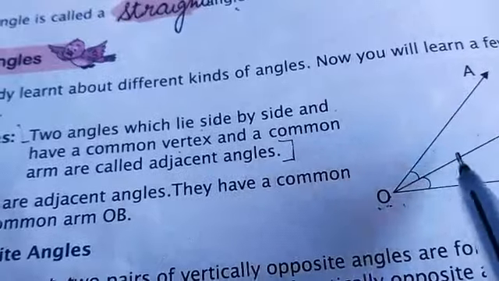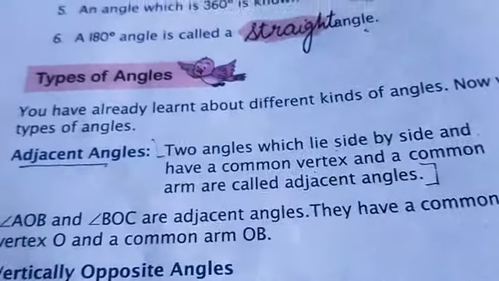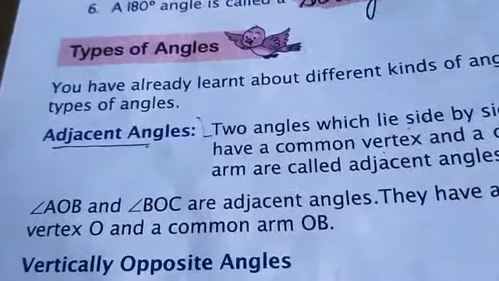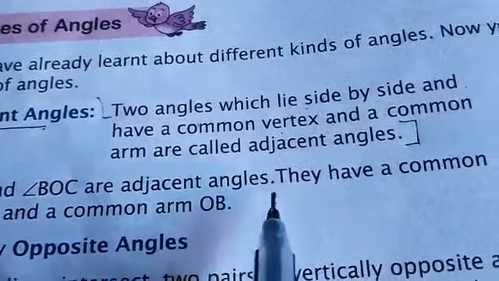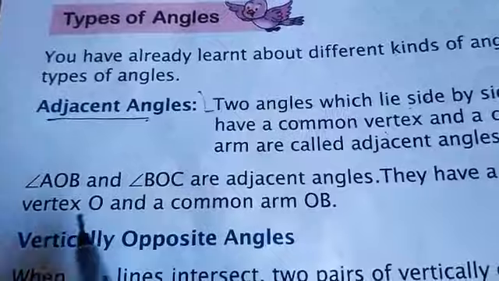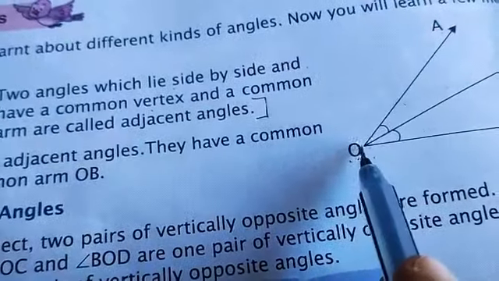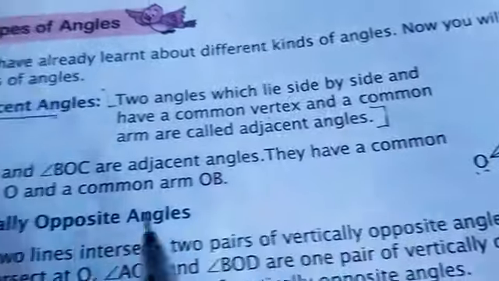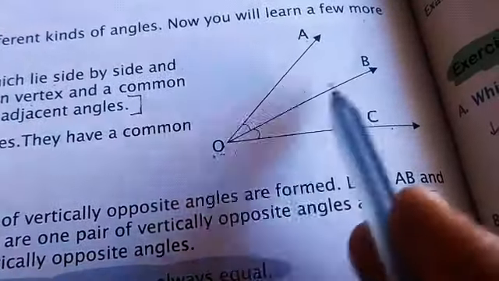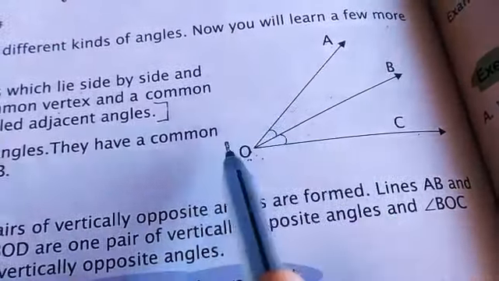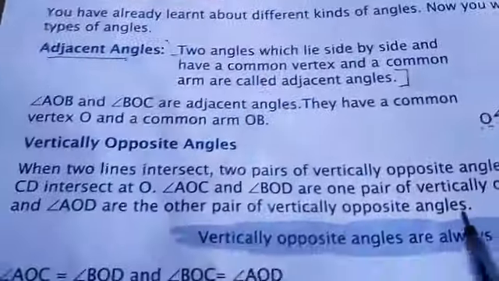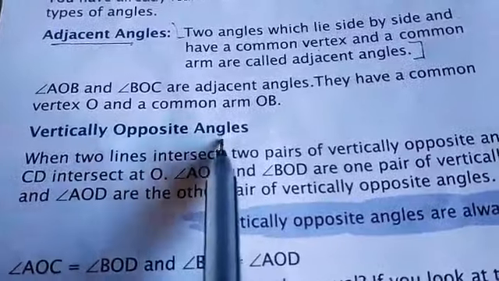ये दोनों बाजू बाजू में है, then they are called adjacent angles. So they have written that angles AOB and BOC are adjacent angles. They have a common vertex O. So this is a common vertex O, right? And a common arm. Which is the common arm? The common arm is OB. ये जो है वो क्या हो गया? Common है दोनों के बीच में, OB. Right?